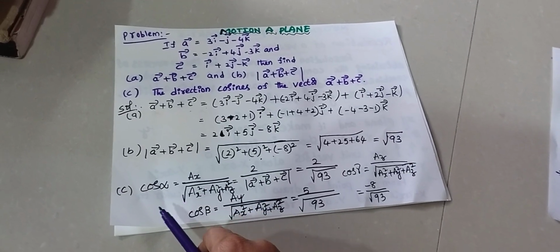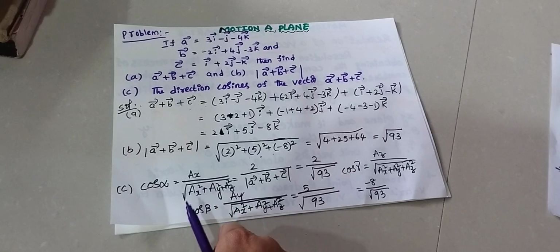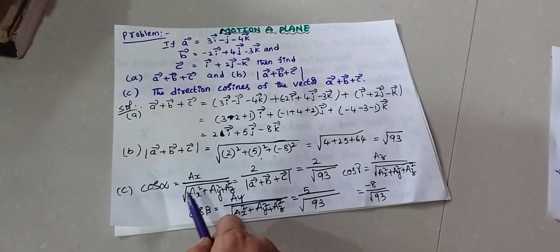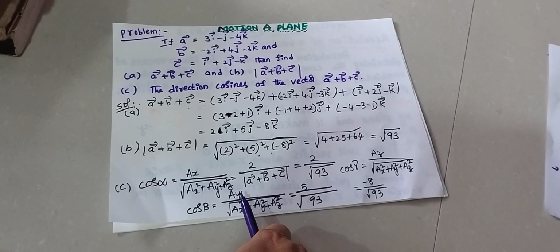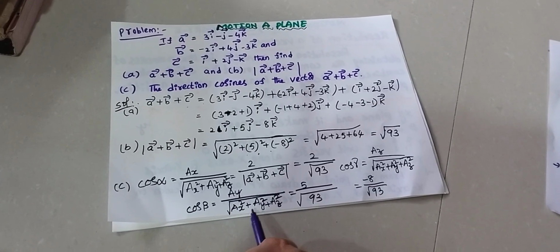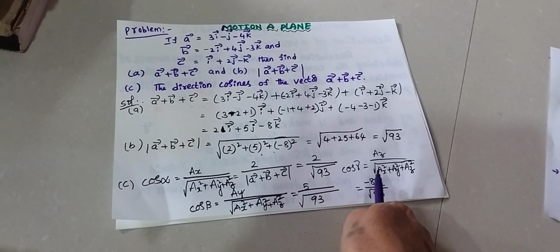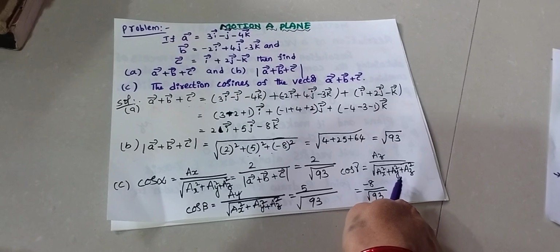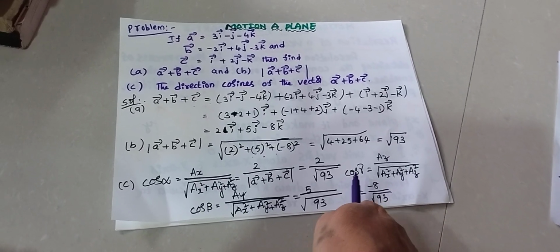Next, the direction of the vector. Cos alpha is equal to Ax by root of Ax square plus Ay square plus Az square; this is along the x component. For the y component, cos beta is equal to Ay by root of Ax square plus Ay square plus Az square. Cos gamma, that means the z component, is Az by root of Ax square plus Ay square plus Az square. This formula is very important for MSET.